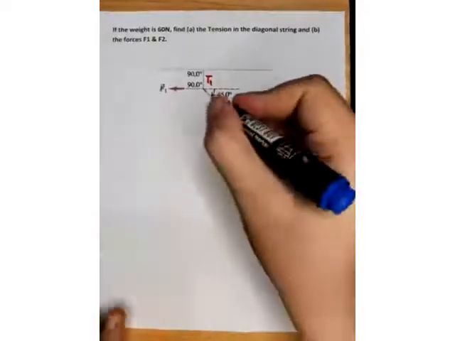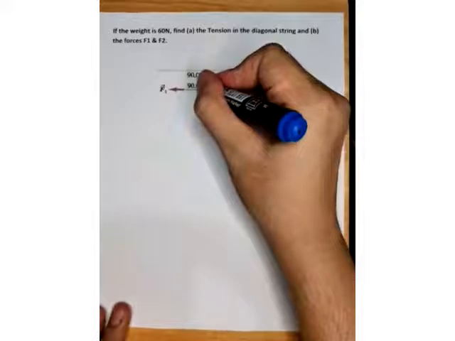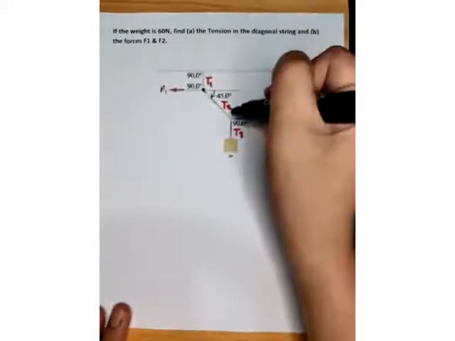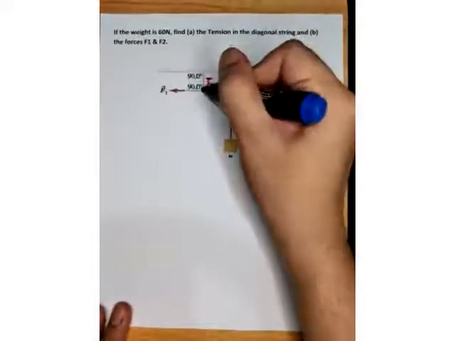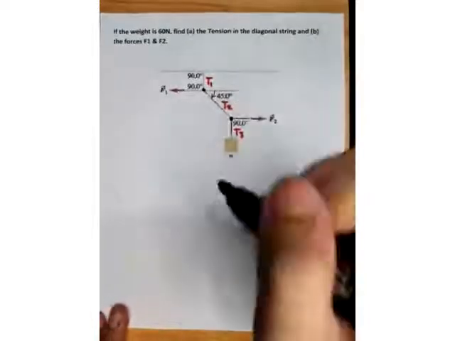So maliban doon sa object, pwede rin tayo dito sa knot na to at dito sa knot na to. Ayan. So FBD dito at saka FBD doon. Okay? Pero ang tanong ay saan ba kayo lagi dapat magsimula? Simulan nyo lagi doon sa may given, which is the mass. So yung mass yung unahin ninyo sa FBD.